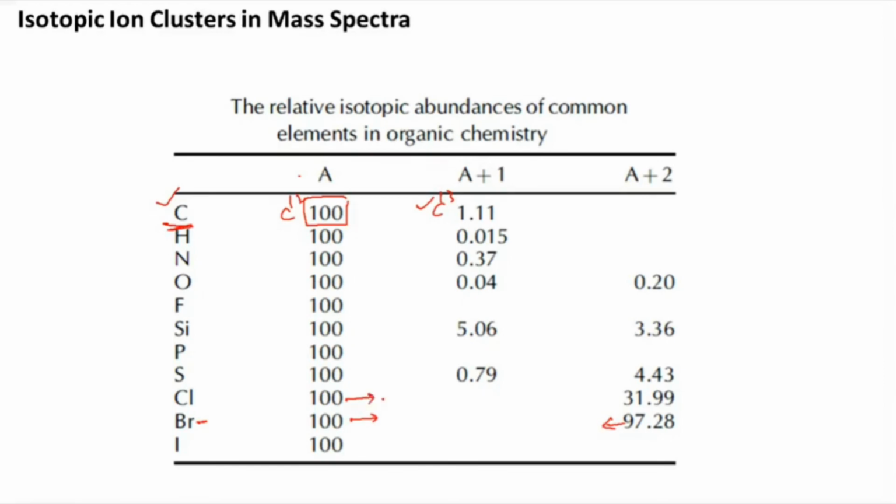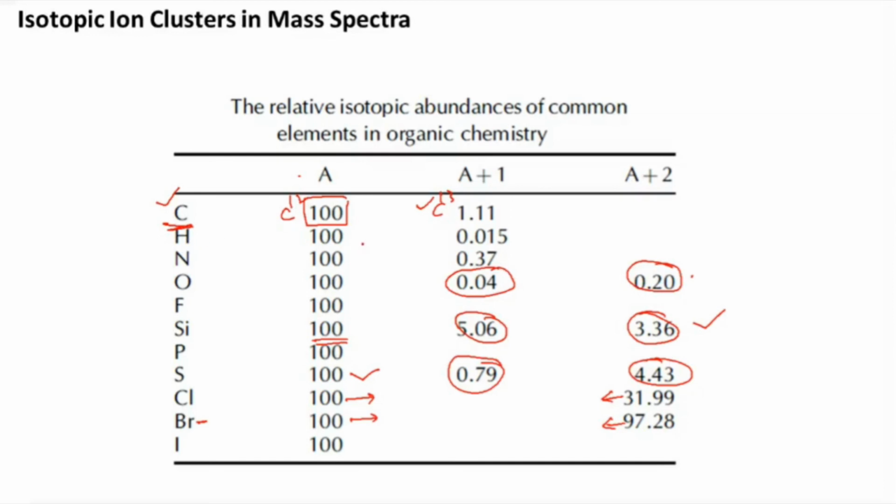In case of chlorine, the ratio is almost 1:3. Further, in case of sulfur, you can have M plus 1 and M plus 2 ions. In case of silicon, M plus 1 and M plus 2 can also be there. As we have very few compounds with silicon, we usually don't see any interference of this element with organic compounds. In case of oxygen, the contributions are very small, so it also usually doesn't interfere with our observations.